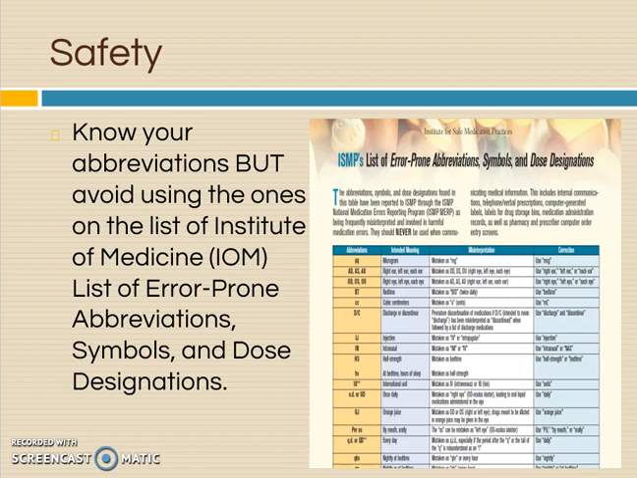So these rules are put in place for safety. You've been given some abbreviations and you need to know them. There's also this sheet of error-prone abbreviations. You can just get that off the internet. So we've changed some of the abbreviations because people were getting them mixed up with other things. So that's something to be aware of.